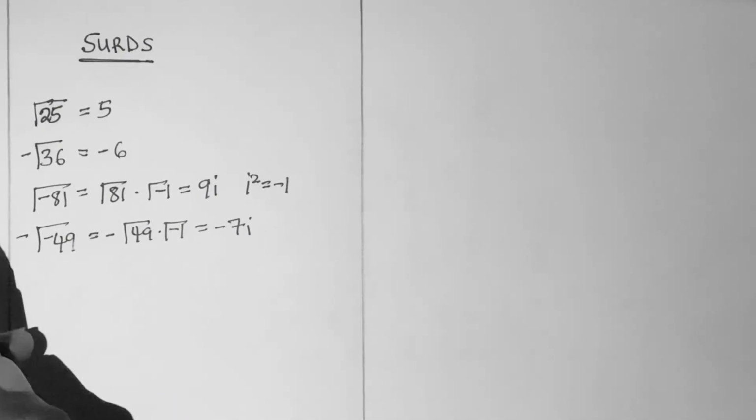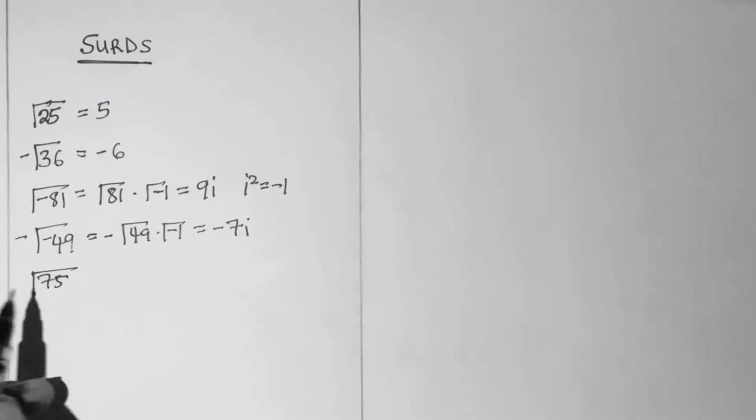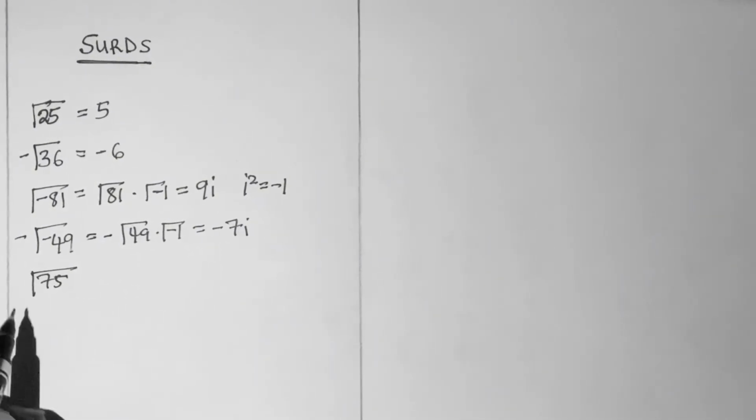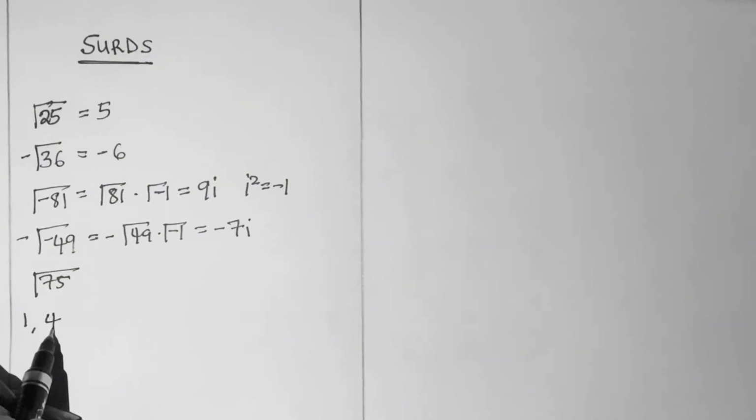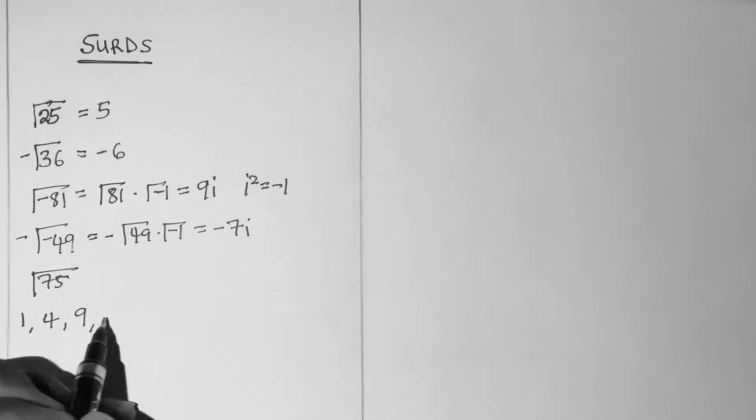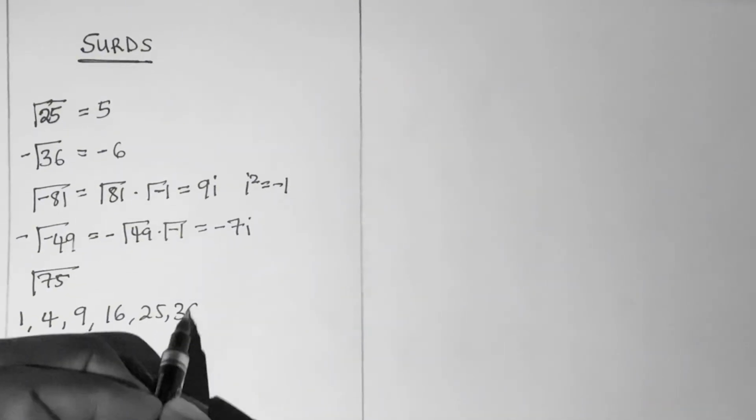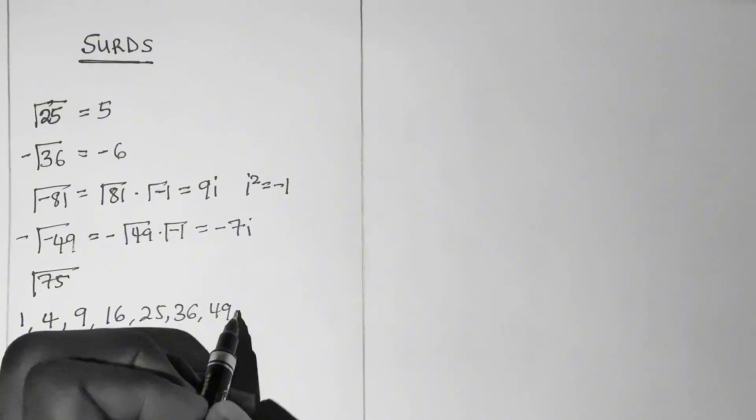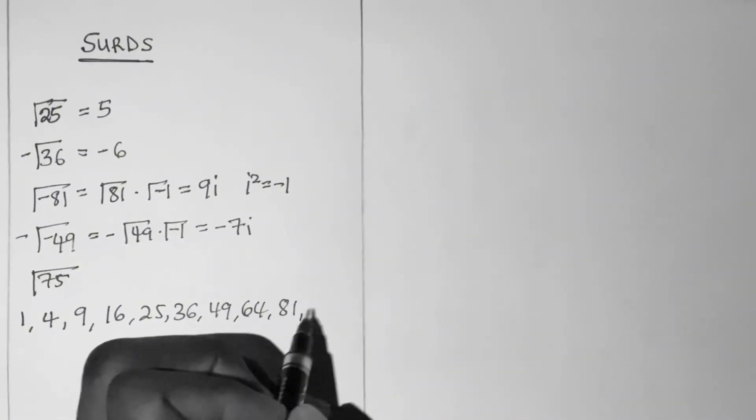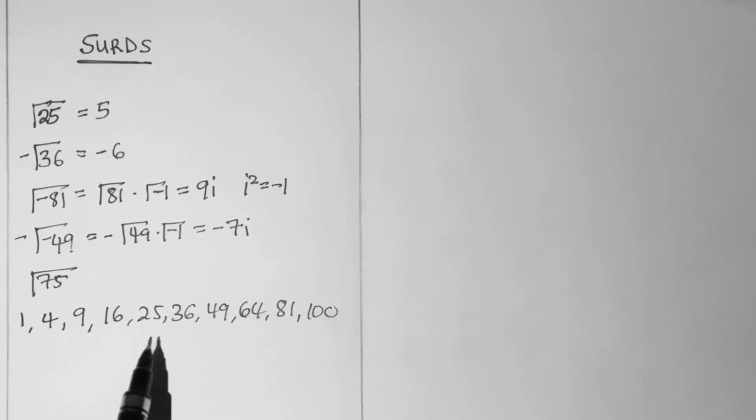So let's find square root of 75. Now, before then, when it comes to surds, you must be conversant with the squares. So the first perfect square is 1, then 4, and then the next one is 9, because 3 squared is 9. Then 4 squared is 16, then 5 squared is 25, 6 squared is 36, 7 squared is 49, 8 squared is 64, then 9 squared is 81, then 10 squared is 100. I'm limiting myself to 100 for the sake of this video.